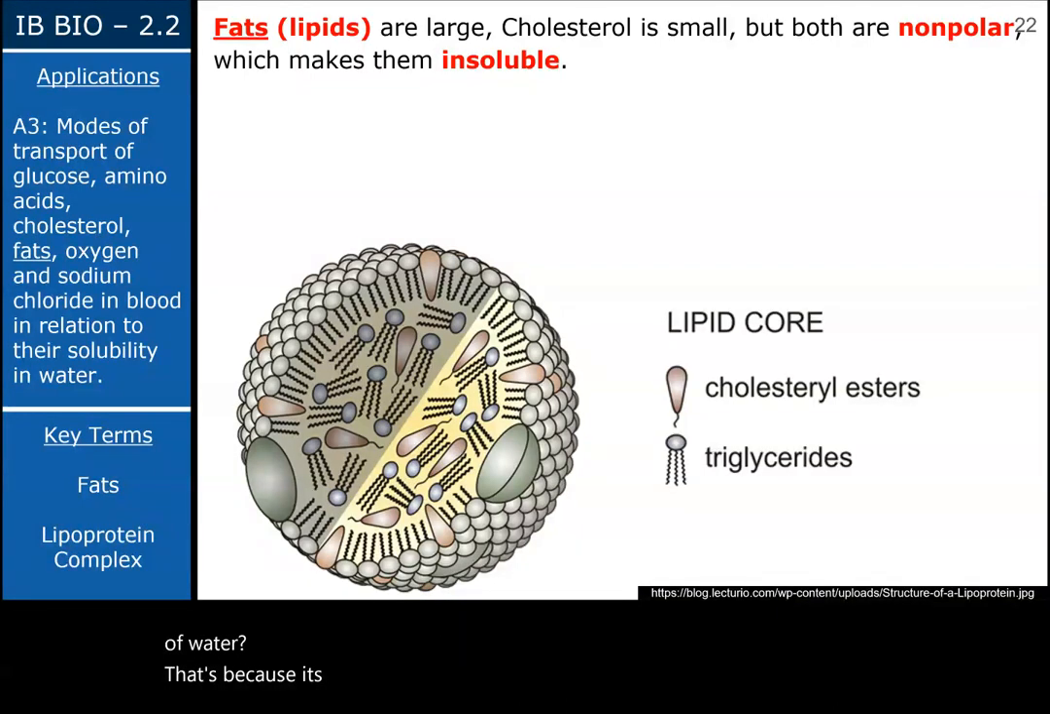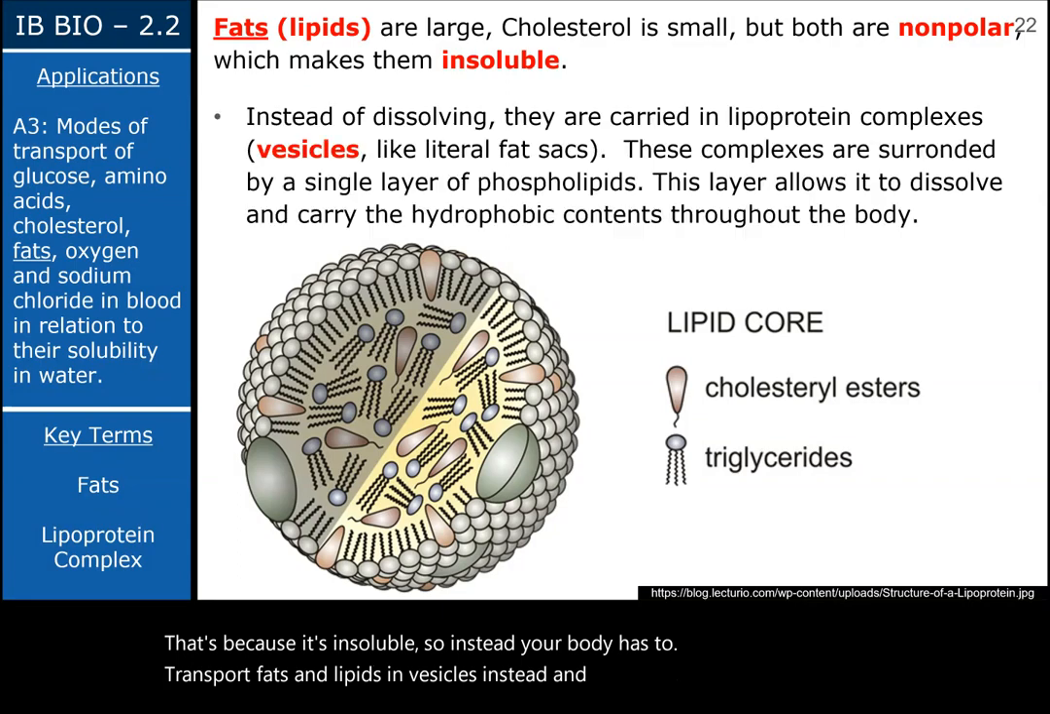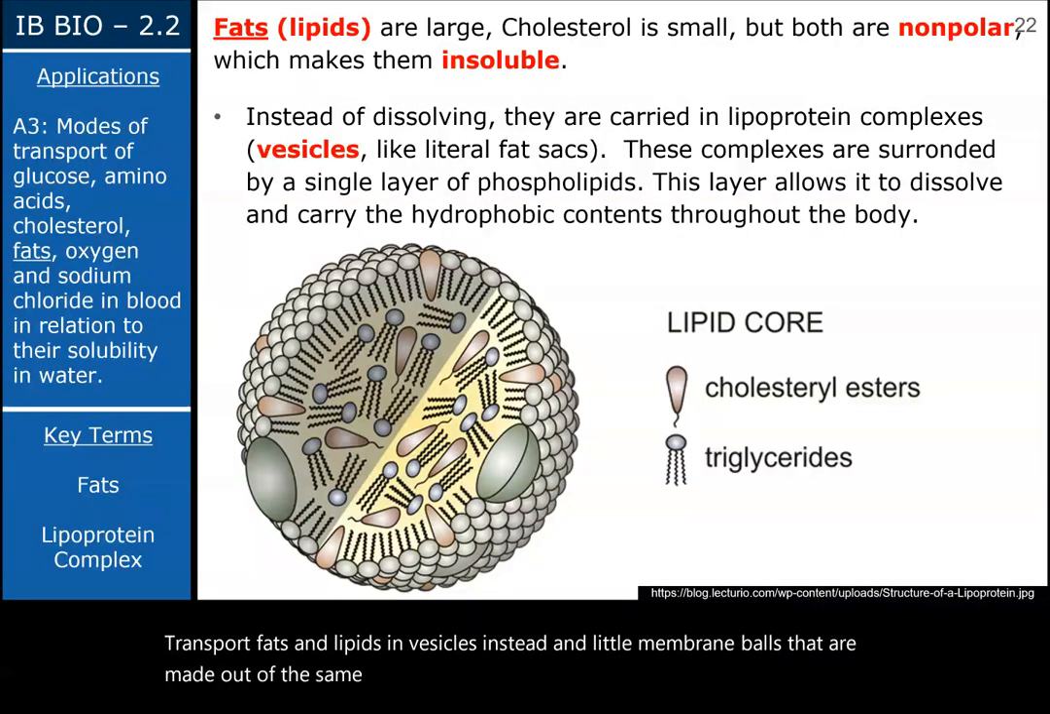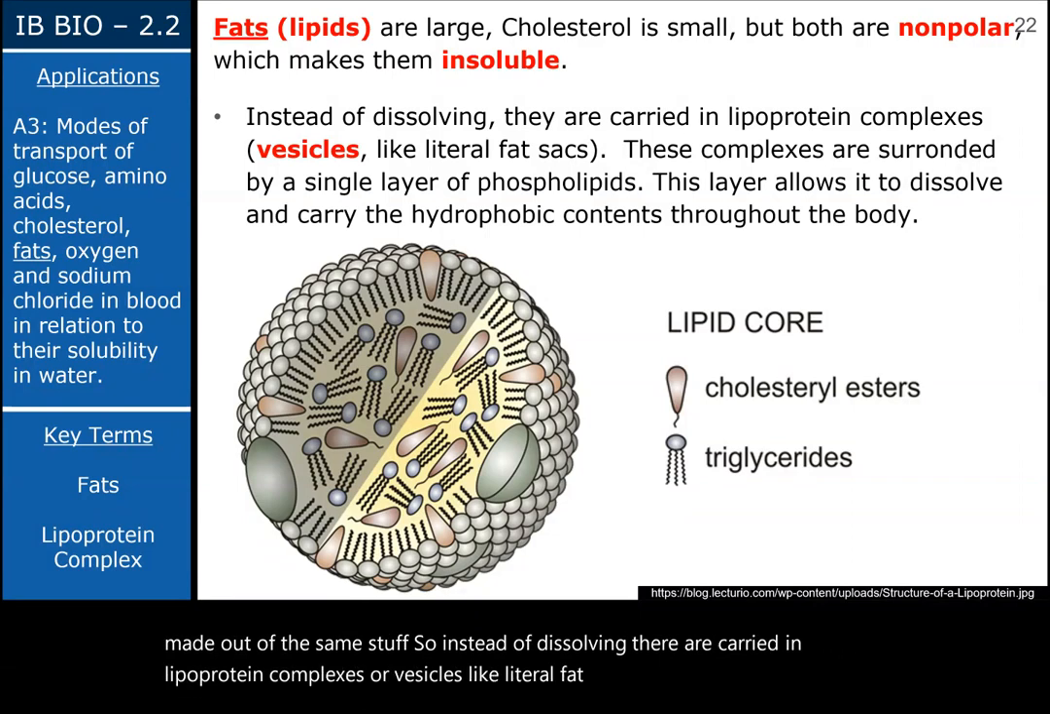So instead, your body has to transport fats and lipids in vesicles, in little membrane balls that are made out of the same stuff. So instead of dissolving, they're carried in lipoprotein complexes or vesicles, like literal fat sacks. That's actually what they are.